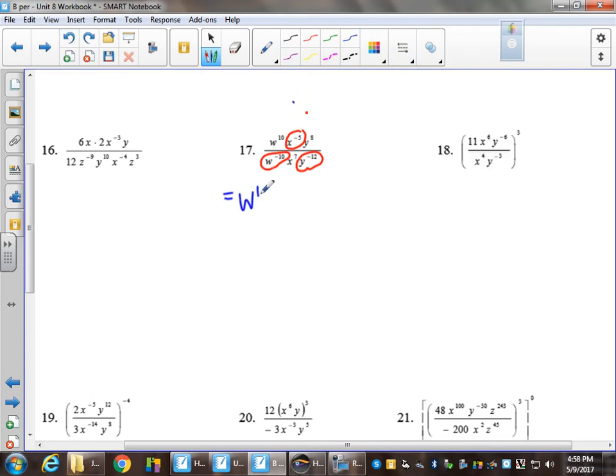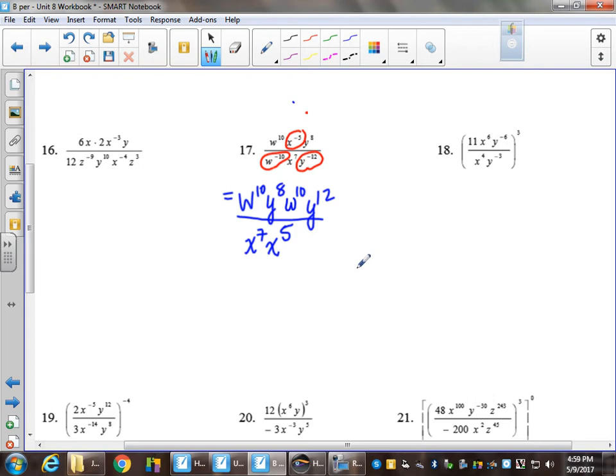W to the 10th, Y to the 8th stays. Notice they're not circled. Those stay in the numerator. Let's ask ourselves what comes up top. W to the negative 10 comes up top, becomes a positive 10. Y to the negative 12 comes up and becomes a positive 12. All divided by x to the 7th stayed, and then x to the negative 5 comes down where it becomes positive 5. The power becomes positive 5.